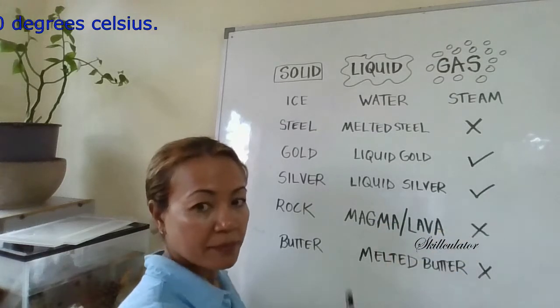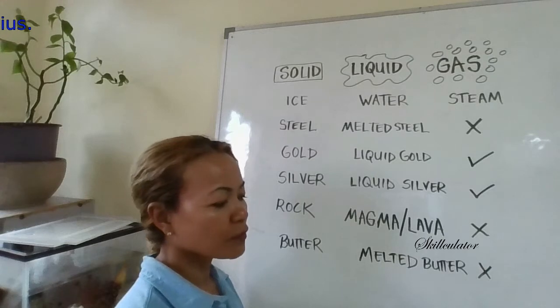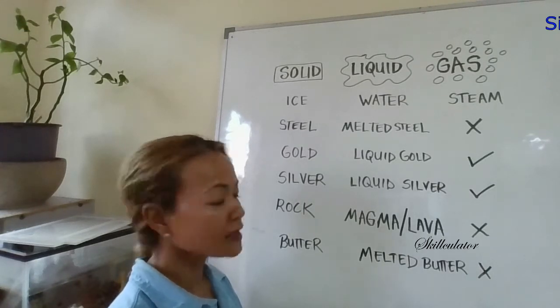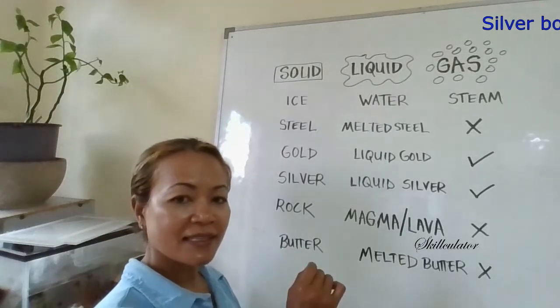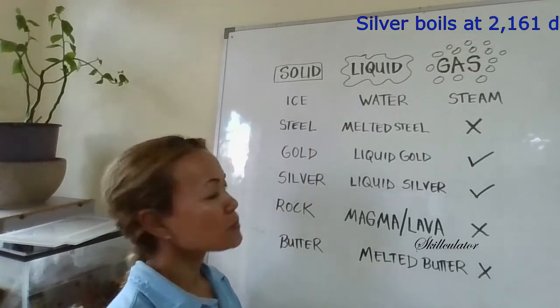Liquid silver will become a gas. Now, if you're wondering what elements are, well, that's a whole other discussion. But if you just keep to that idea that an element is made up of only one type of thing.